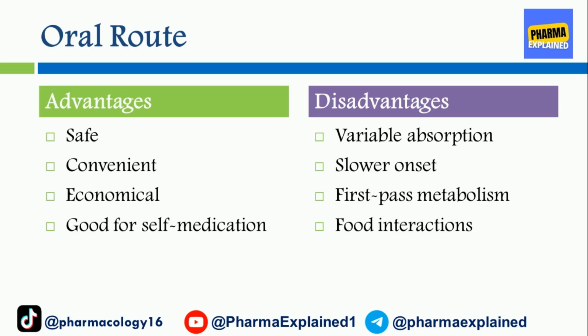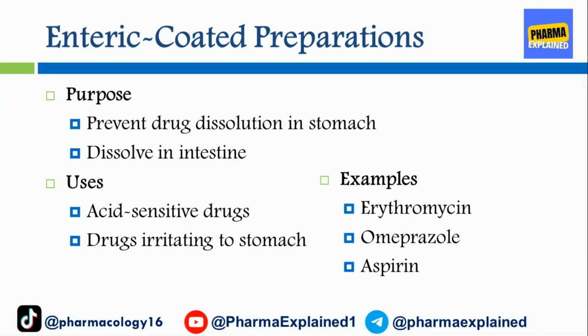Some drugs cannot survive stomach acid. A. Enteric-coated preparations. Enteric-coated tablets have a protective covering that prevents the drug from dissolving in the stomach. Instead, the drug dissolves in the intestine. This is useful for acid-sensitive drugs like erythromycin and omeprazole, drugs irritating to the stomach like aspirin, and drugs intended to act in the intestine such as sulfasalazine.